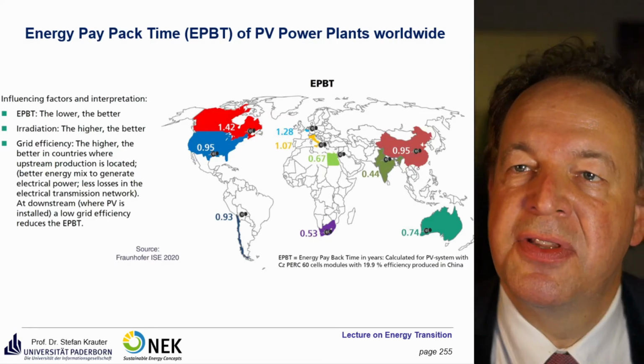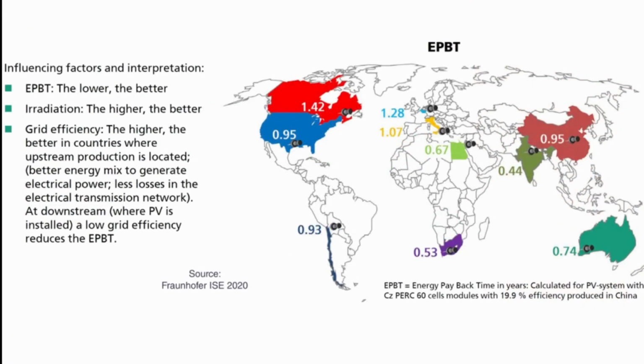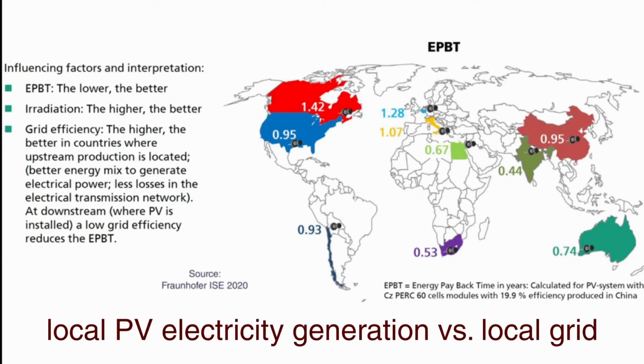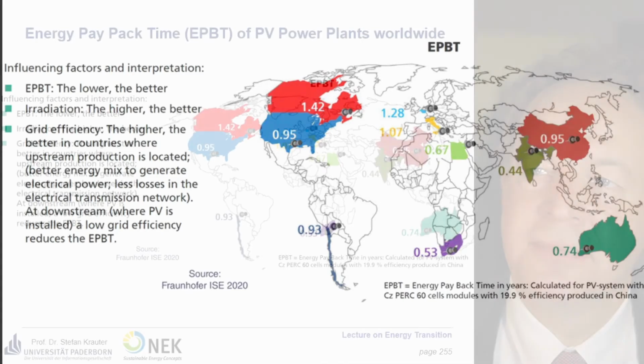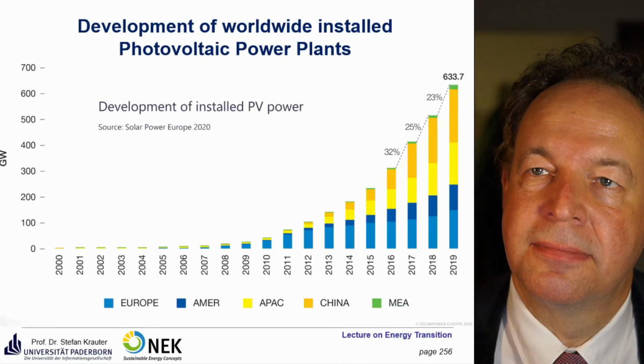So as I mentioned already, in the vicinity of 1.3 years in Central Europe. If you go to Northern Africa, about 1 year. If you go here to Egypt, it's even 0.67 years. This is due to the low grid efficiency there. So if you compare photovoltaic local production to the local grid there, which is sometimes quite unreliable and related to many losses, then the advantage is even better for photovoltaics. And this is considered in these maps here. So in many countries, you are well below 1 year of energy payback time.